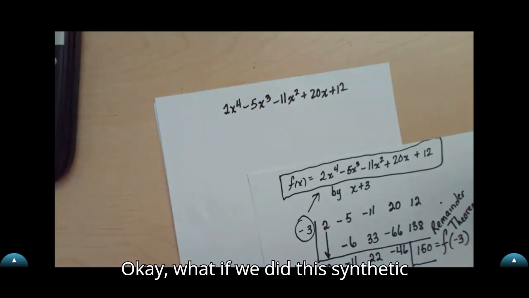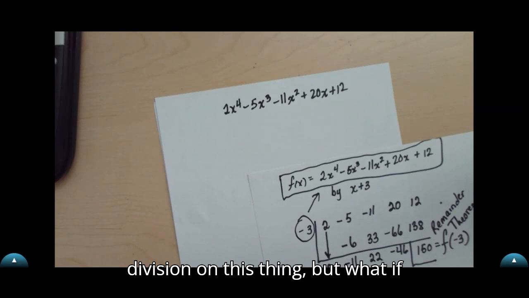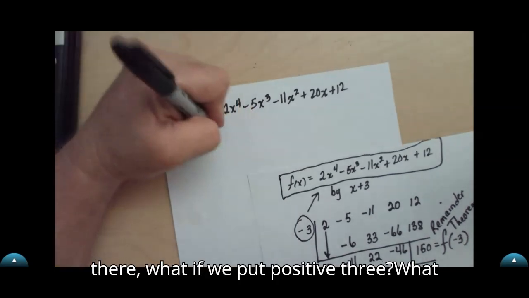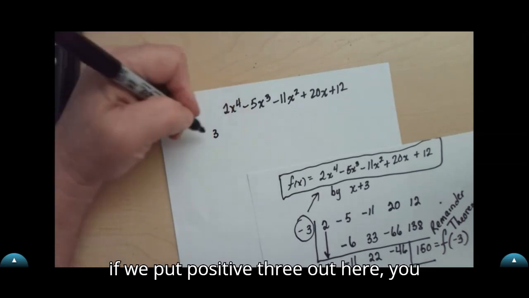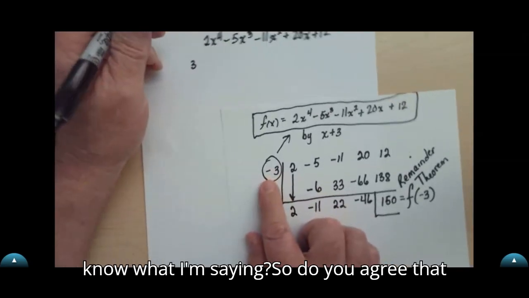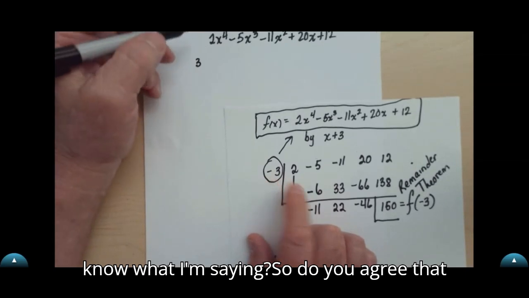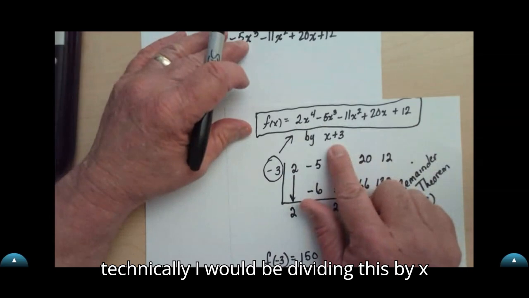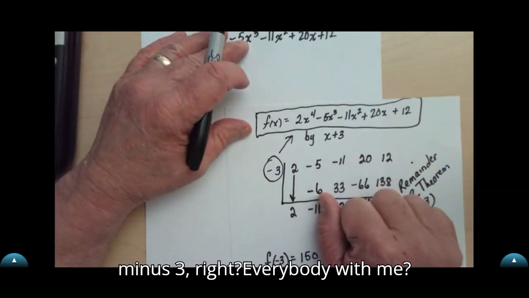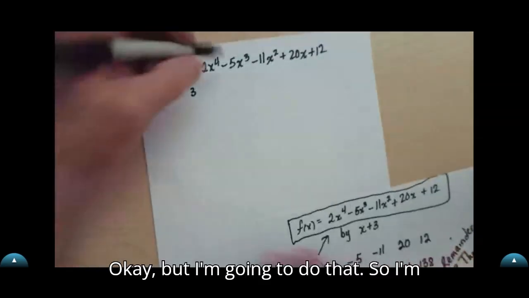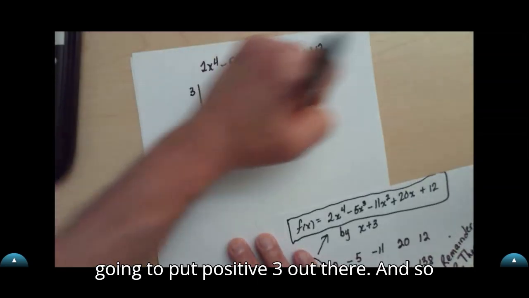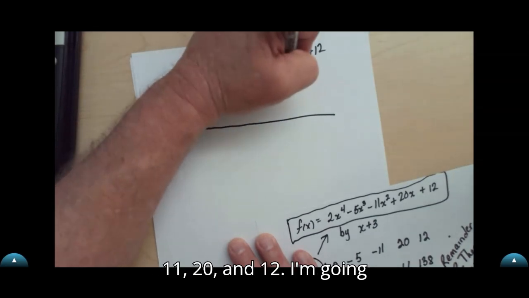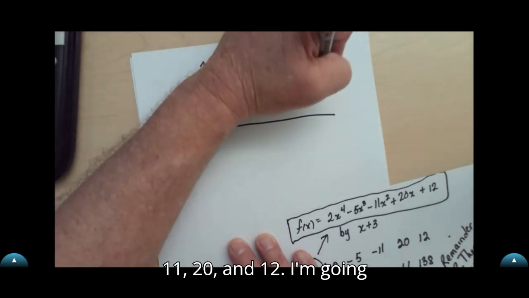Okay, what if we did this synthetic division on this thing, but instead of putting negative 3 out there, what if we put positive 3? You know what I'm saying? Do you agree that if I put positive 3 out here, technically I would be dividing this by x minus 3, right? Everybody with me? Okay, so I'm going to put positive 3 out there. And so we got 2, negative 5, negative 11, 20, and 12.